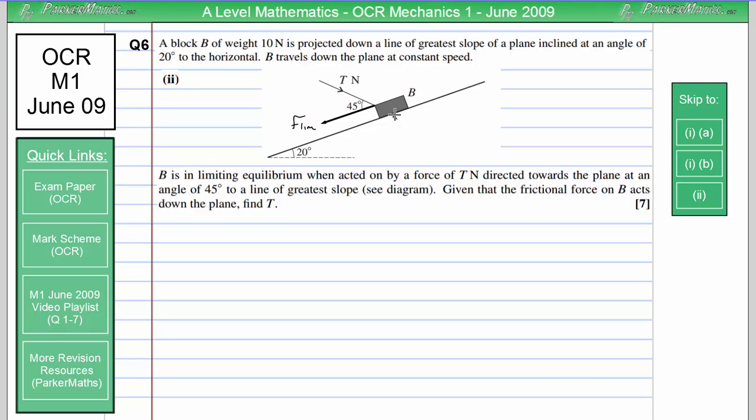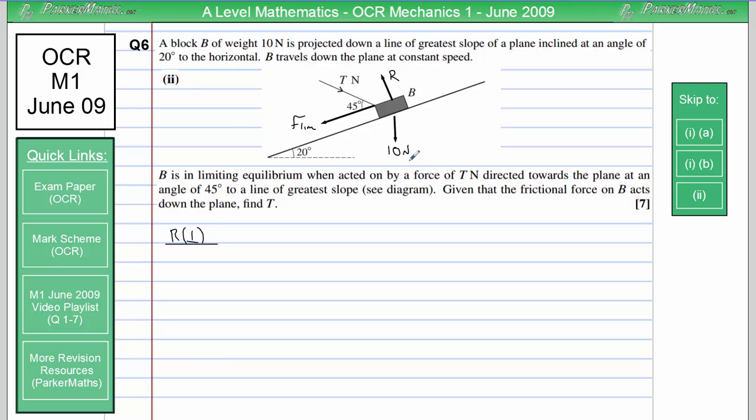In the previous part, we also had 2 other forces. We had the weight of the block, which was 10 newtons, and we had the normal contact force, which we'll call R. Note that this time the normal contact force and the limiting friction will be different to last time because of this force T. So we'll begin by resolving forces perpendicular to the slope.